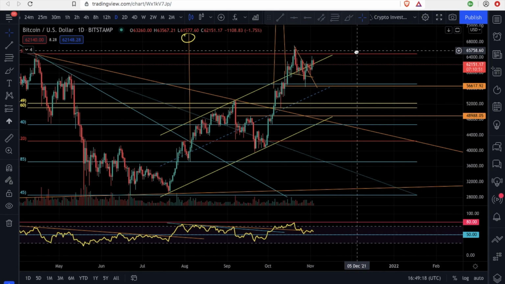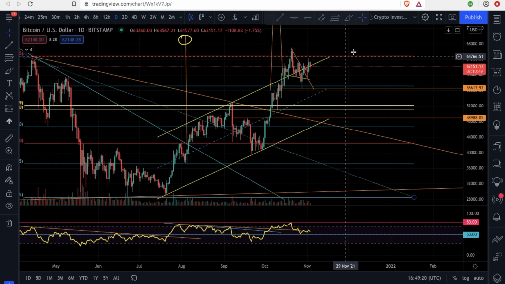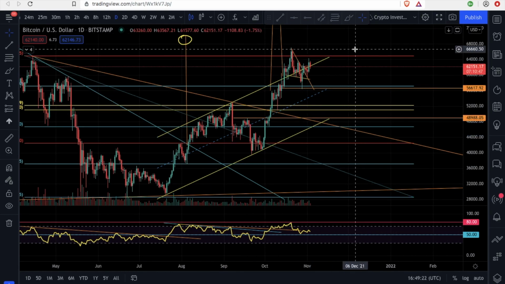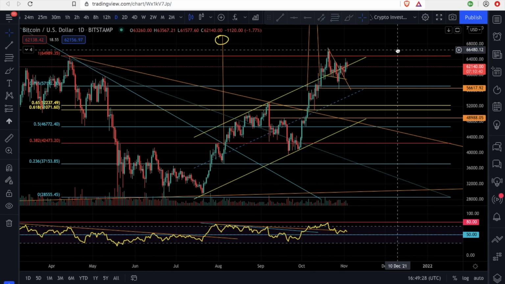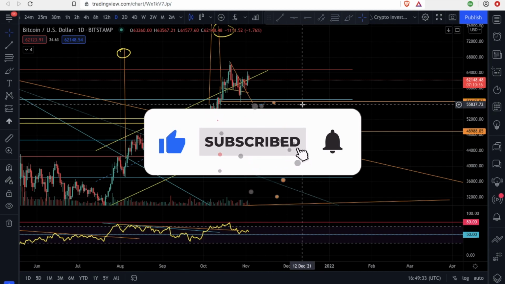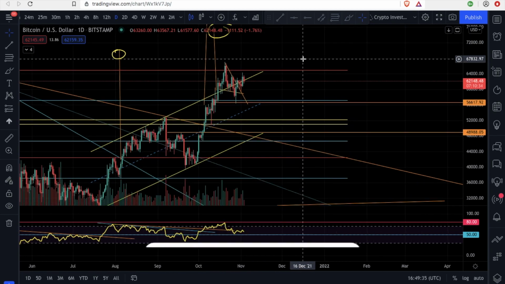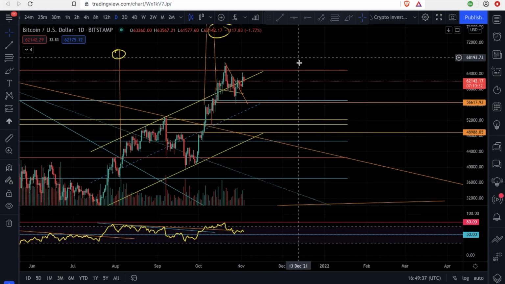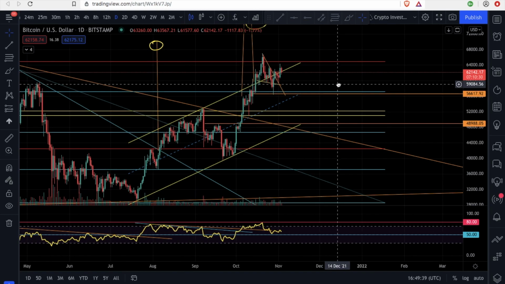The bull run is still active, but as I mentioned in a lot of previous videos, it wasn't going to end in October. The Bitcoin bull run will most likely end around December to January. That's where I'm personally anticipating the Bitcoin price to top out.